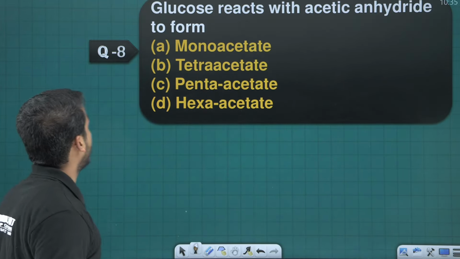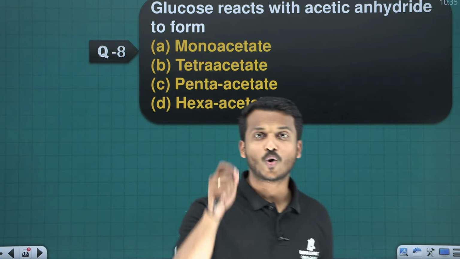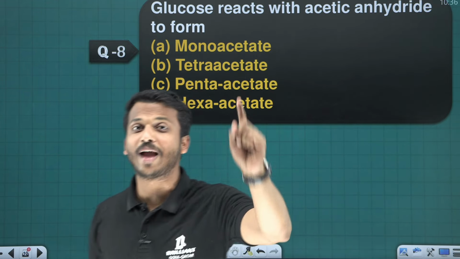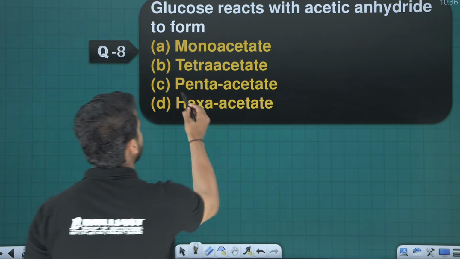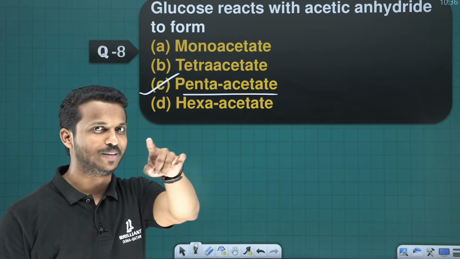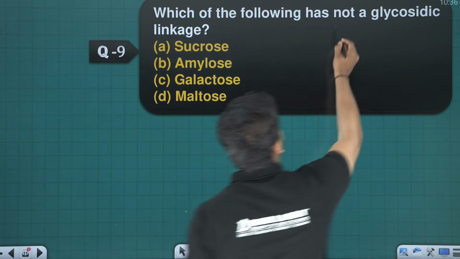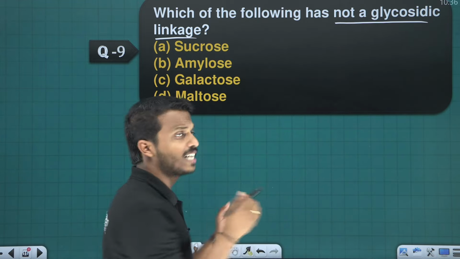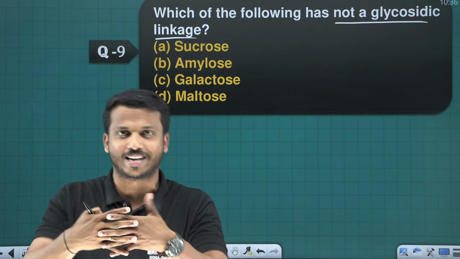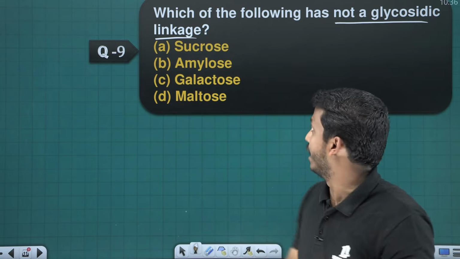Option A. Now, glucose reacts with acetic anhydride to give you glucose pentaacetate, which shows that glucose contains 5 OH groups. Yes. Next one. Which of the following has not a glycosidic linkage? What is a glycosidic linkage? It is the bond between two monosaccharides, right?